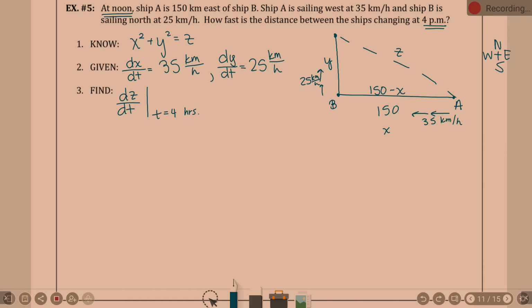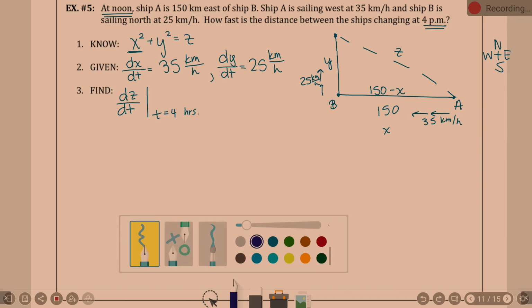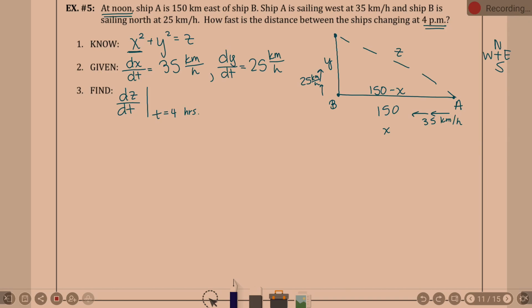Okay? So instead of just saying x squared here, do you see where I'm getting ready to go with this? I'm going to use 150 minus x, quantity squared, plus the y squared equals the z squared. Is there a reason why you wouldn't just want to find out x first? Could you do that? Because all it would be 35 times 4.